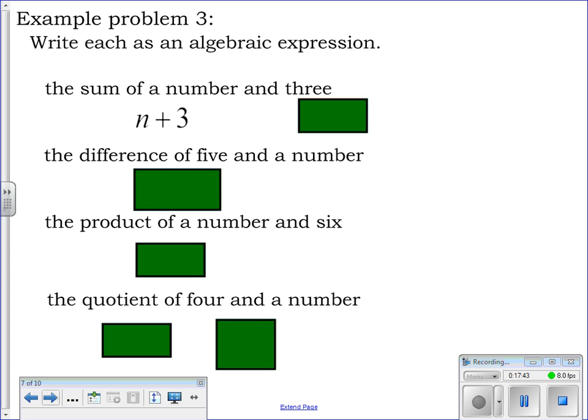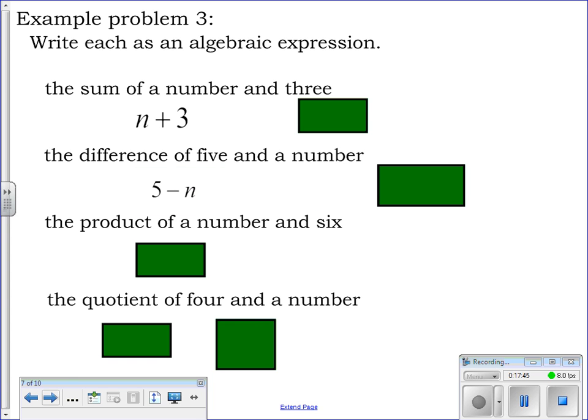Second one, difference of 5 in a number. Order matters. It must be 5 minus your variable. Like I said, I use n for all of my variables. So it's 5 minus n. Why is it 5 minus n instead of n minus 5? Difference in subtraction, order matters in subtraction. It's the first one minus the second one. Difference of these two objects. So it's the difference of the first object minus the second object. And because the 5 comes before the number, it has to be 5 minus n, not n minus 5.